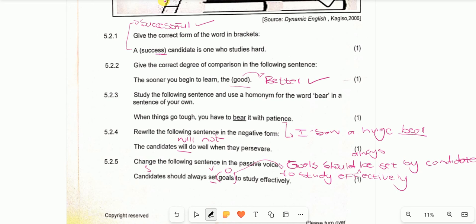And then degree of comparison, we spoke about it in our prediction lesson. The sooner you begin to learn, not the gooder. Please, we don't have such. It's supposed to be the better. Then: study the following sentences.